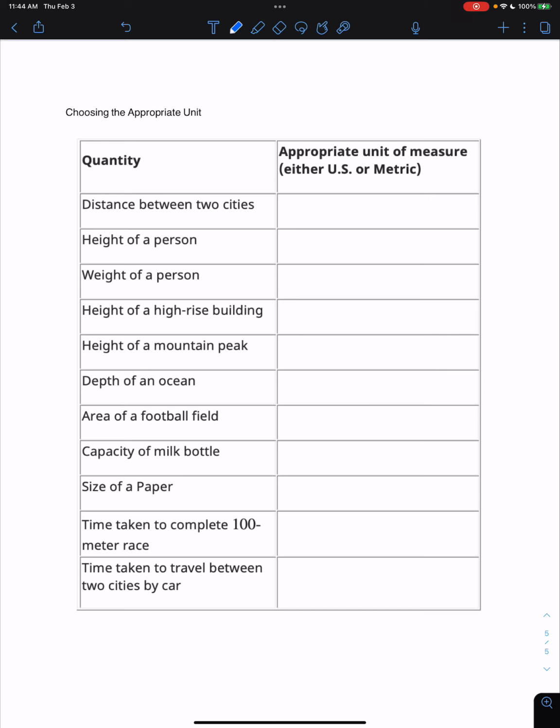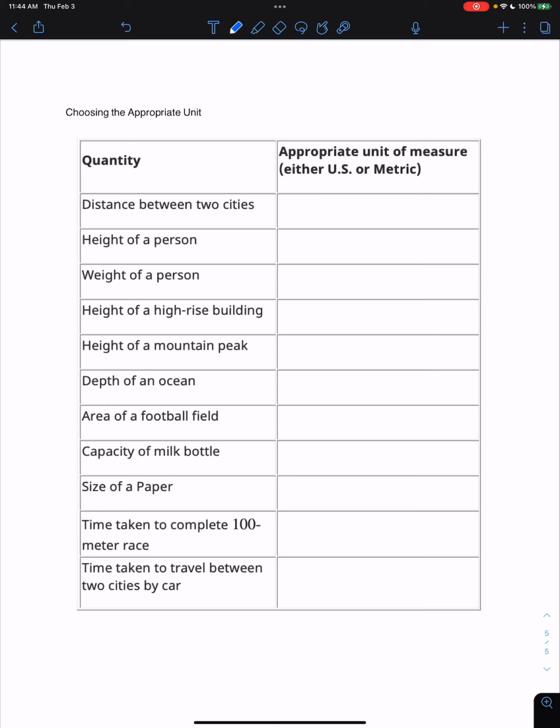You may want to pause the video now and try this yourself and then test yourself and see if you can choose the appropriate unit of measure, either US or metric, for these different quantities that are on the left side of the chart here. So if you want, you can pause the video and then come back to it. Otherwise, I'm just going to talk you through this.